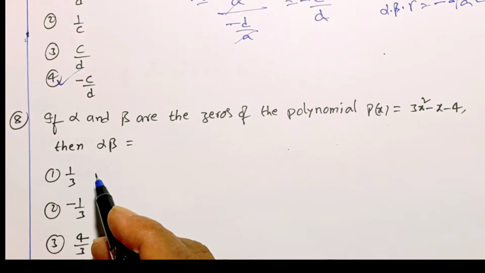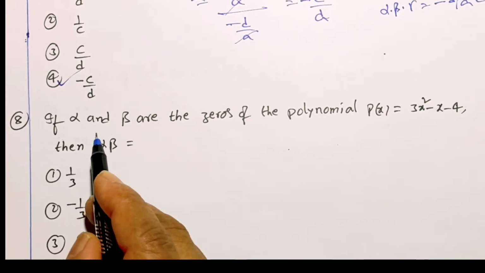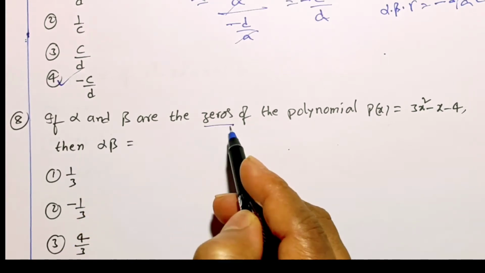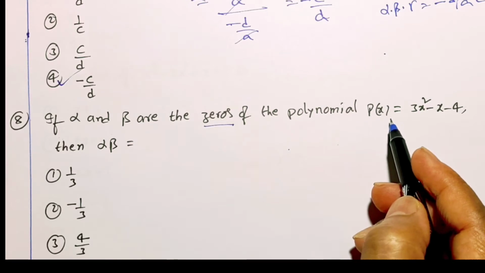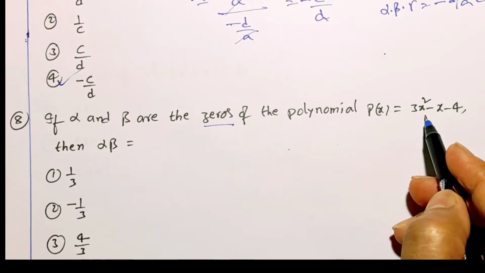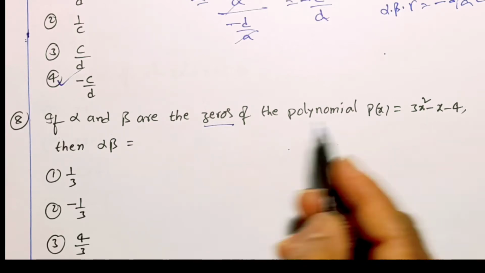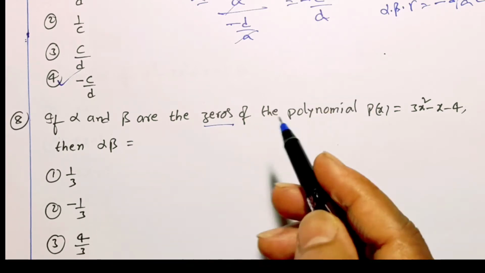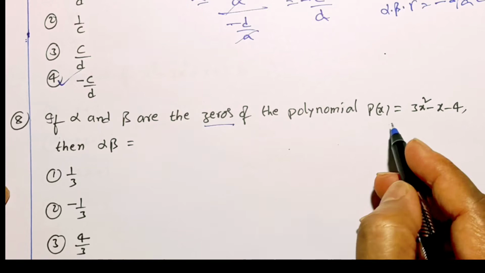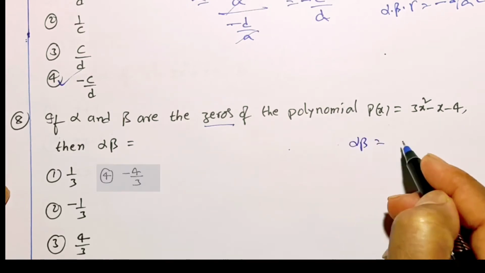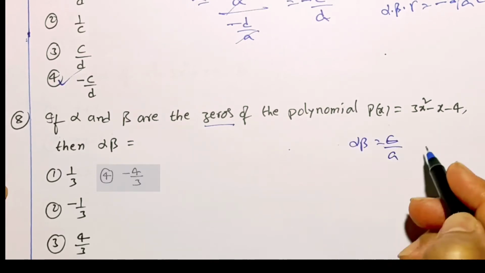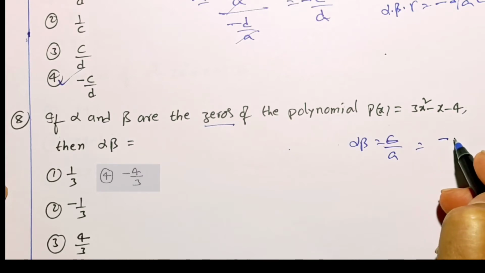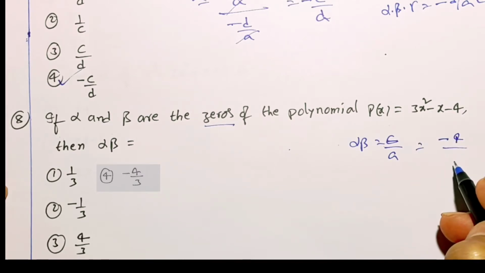Next, question number 8. If alpha, beta are the zeros, means roots, of the polynomial p of x equal to 3x square minus x minus 4, then find the product of the roots alpha into beta. Just now we discussed in the previous problem, product of the roots alpha beta equal to c by a. What is the c here? C is minus 4, a is 3.